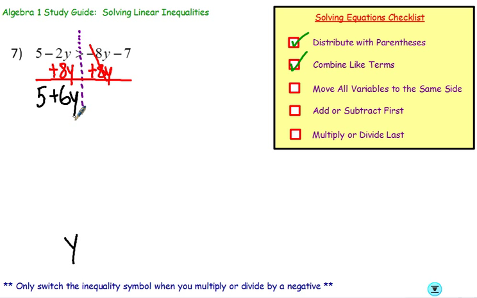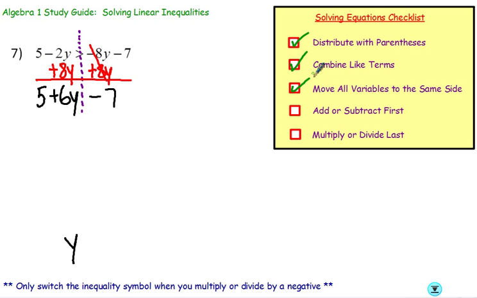Those are canceled, so nothing to bring down. And again, don't write 0. That's why we draw the line through it, to say that it's equal to 0, so you don't actually have to write 0. And then we'll say minus 7. All right, so we moved all the variables to the same side, so we can check that off our checklist.